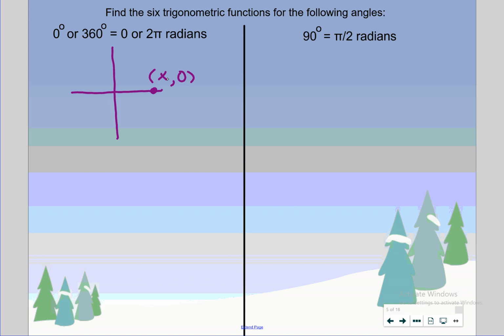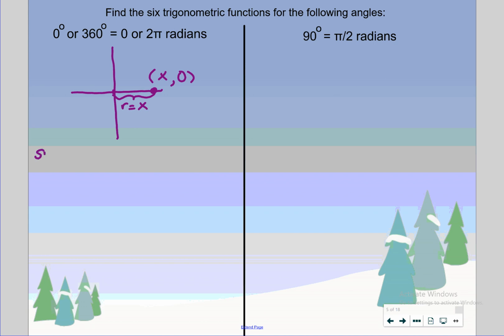That's my x and y. We also need an r. Now, I said r is like a radius of a circle, okay? Now, imagine my circle starts at the origin, and this point is on the outside of the circle. This is r. R is your distance to the origin. If my point is x, 0, how far is that from the origin? It is x units away. So in this picture, my radius would be x. All right, that is all we need to find all 6 trig functions.